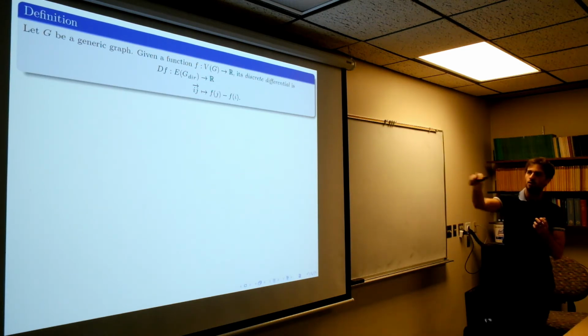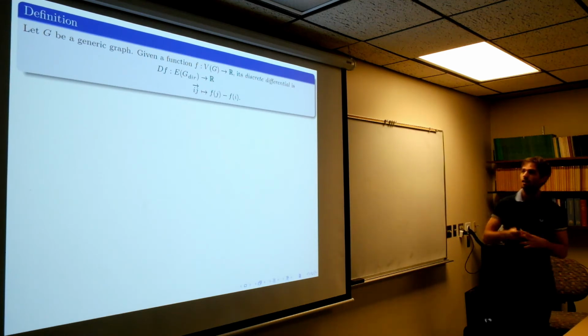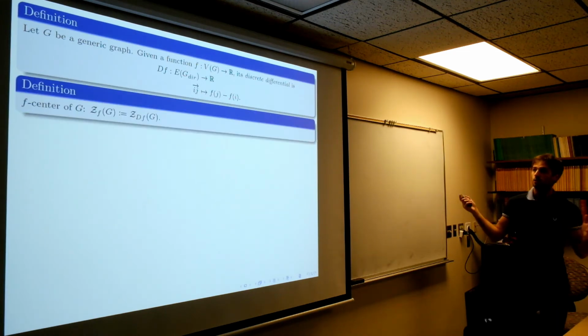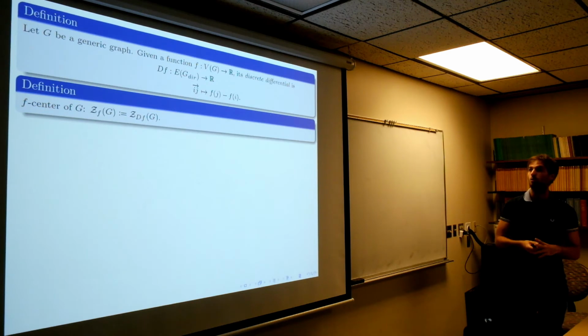So it's f at the end of the arrow minus f at the tail, and this is actually the way numerics people probably define the discrete differential, because if we take the limit of it, it's actually the differential. Okay, and then again for free, we have a function going from the set of arrows to R. It's one of the functions we like. So for free we can define the f center of a graph G, zf of G, to be z df of G, with no effort.